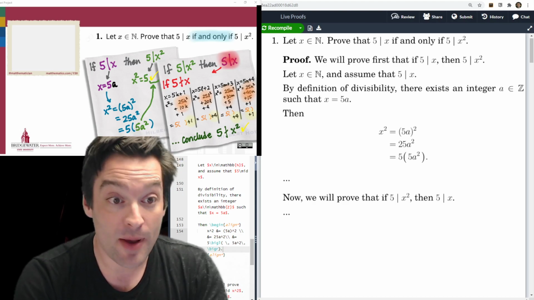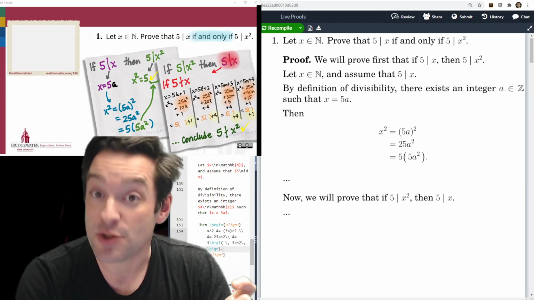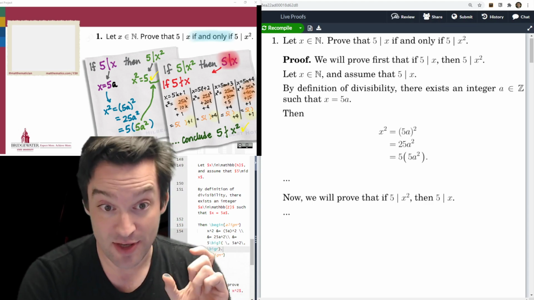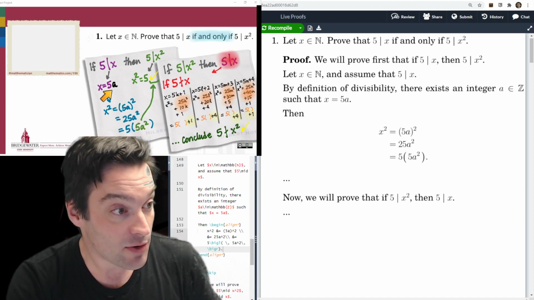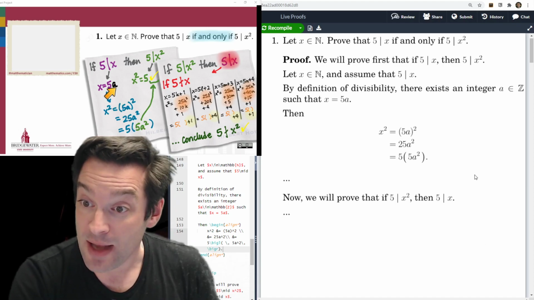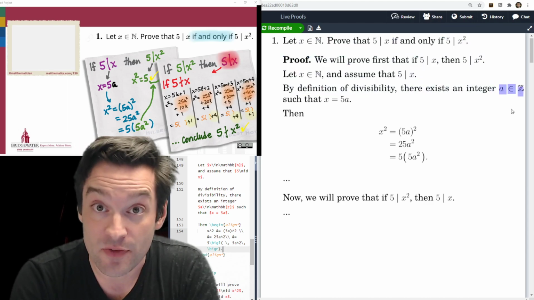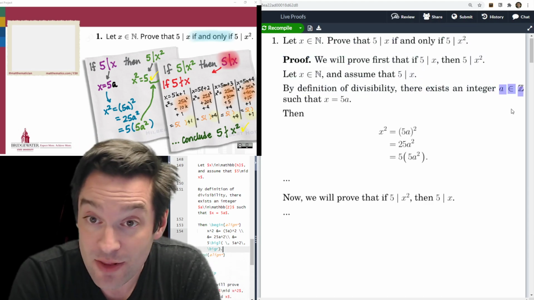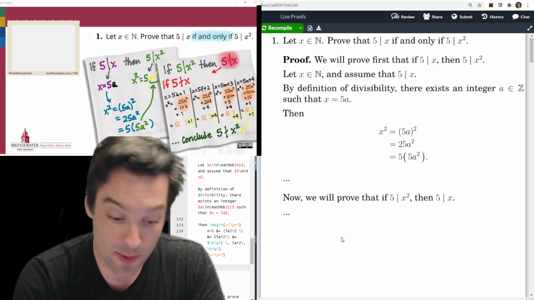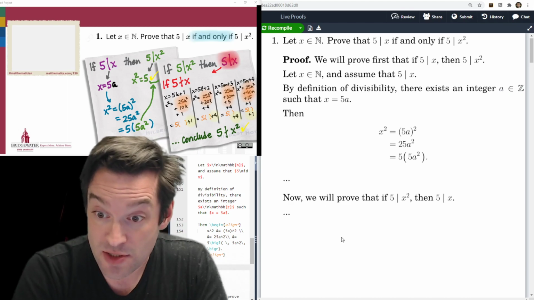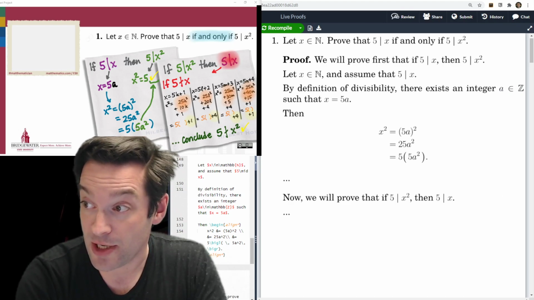So what's important about the 5a squared? What's important about it, first of all, is that it is an integer. Now, how do we know that it's an integer? Well, we would know that 5a squared is an integer because we knew that a was an integer. And we knew that a was an integer because that's what the definition of divisibility gave us in the first place. It gave us this integer a to begin with. So we might say that in our proof by calling the reader's attention to the fact that 5a squared is an integer and why we know that.